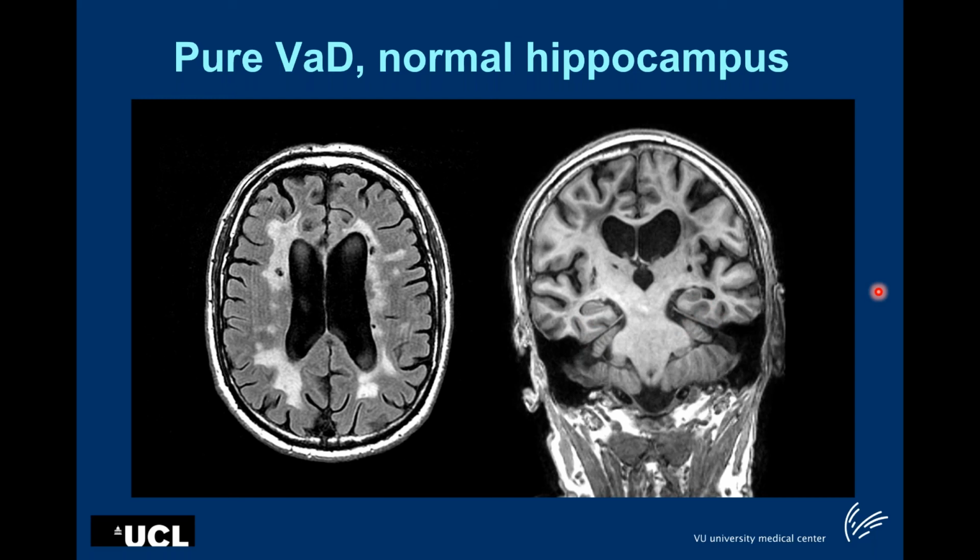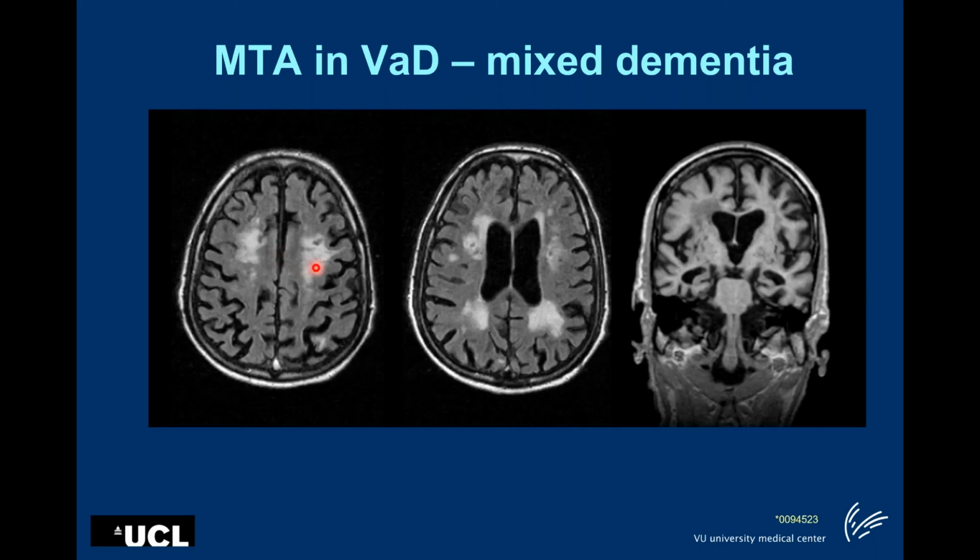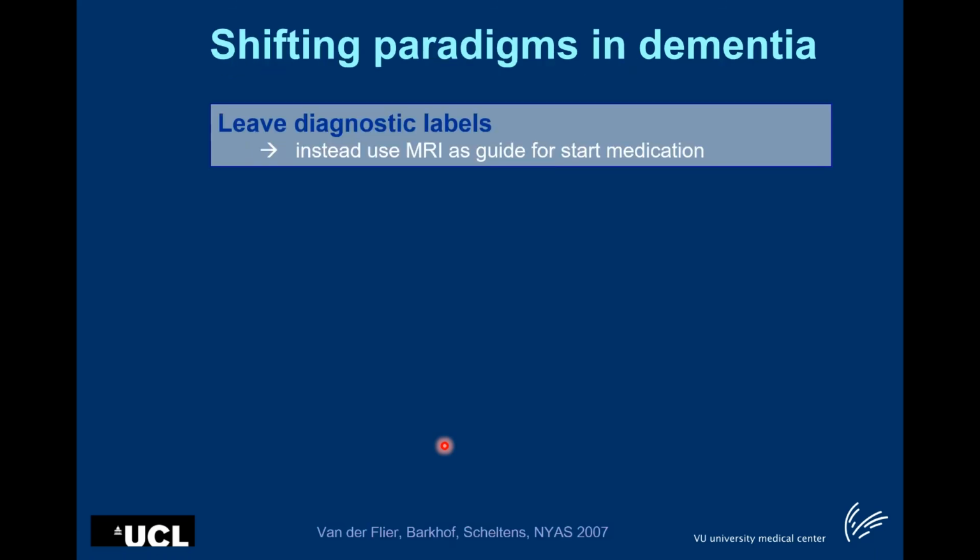To be honest, this is a rare situation because most people with these extensive vascular pathologies, so for example, this case with extensive white matter lesions, lacunes, small cortical infarct, but then there's also very severe atrophy of the hippocampus. So this is a case of probably mixed dementia, so both vascular and neurodegenerative pathology.